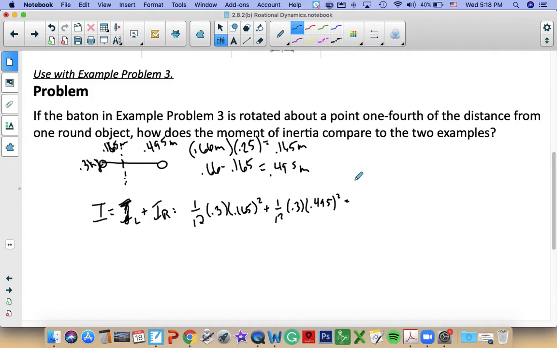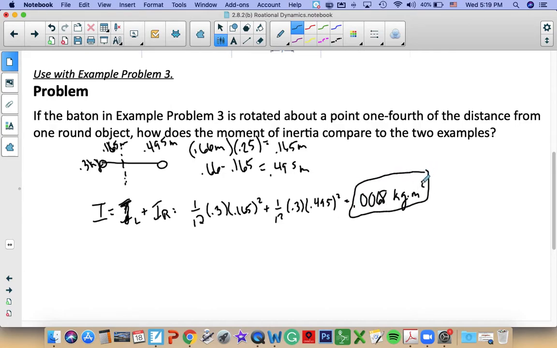So 1/12 times 0.3 times 0.165 squared plus 1/12 times 0.3 times 0.495 squared. And I get 0.0068. That's kilograms times meters squared.